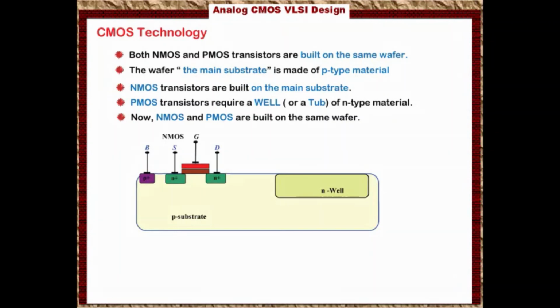You do the same thing for the PMOS, so we diffuse the heavily doped P-type material to represent the source and the drain. Then we have the silicon dioxide and the poly to represent the gate, and for the bulk we use heavily doped N-type material connected to the body, and the body for the PMOS transistor is connected to the highest voltage in the circuit. So now we end up using the same wafer to develop an NMOS and a PMOS transistor, which means a CMOS technology.